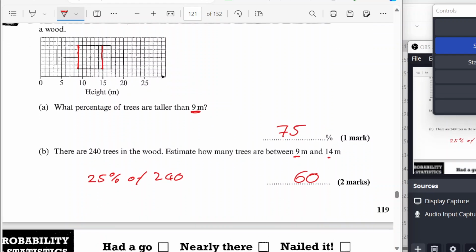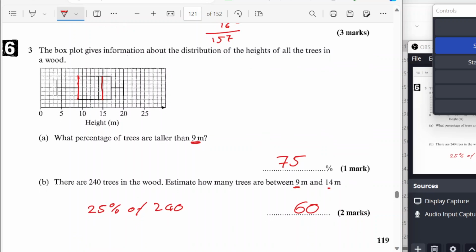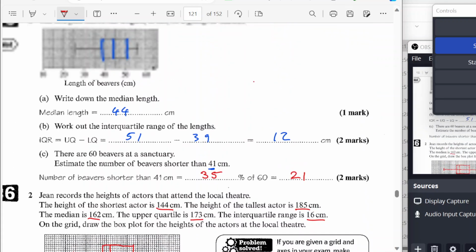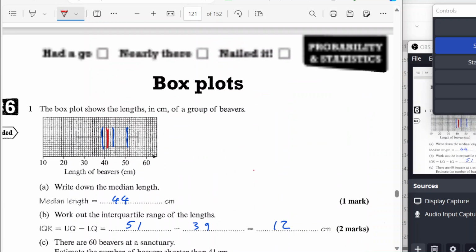Okay, there we go. So that is, again, topic 119 or page 119 from the Edexcel higher tier revision workbook, and that's on box plots.